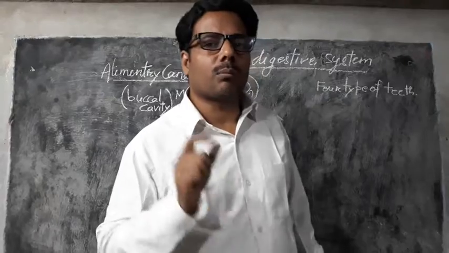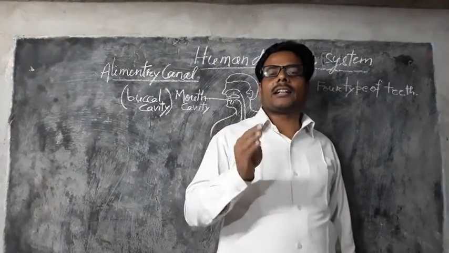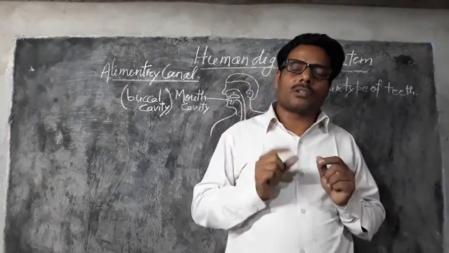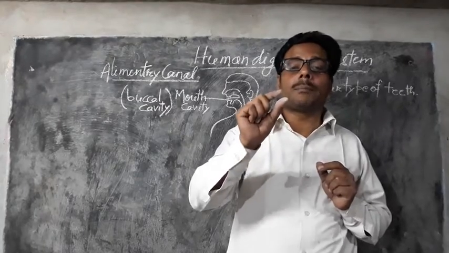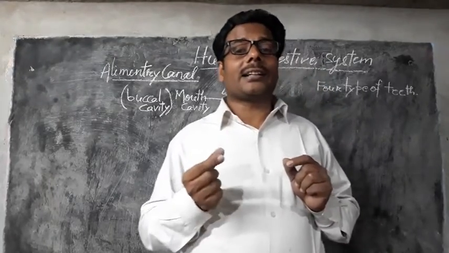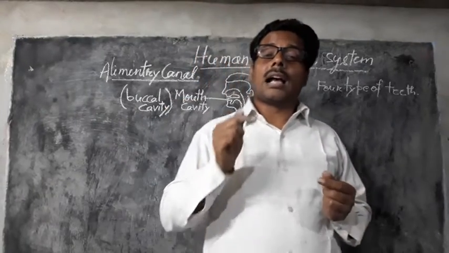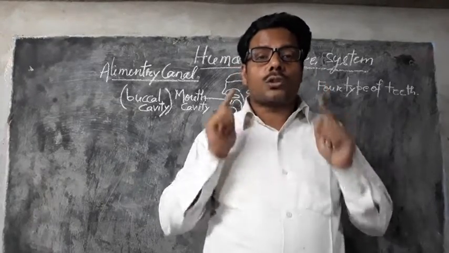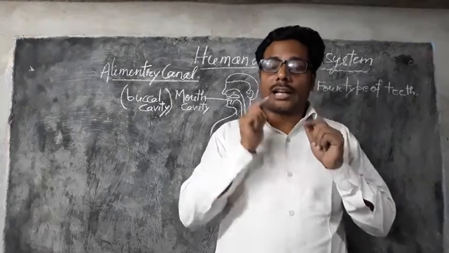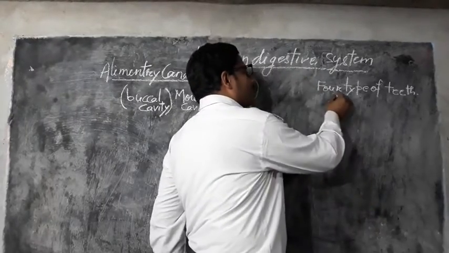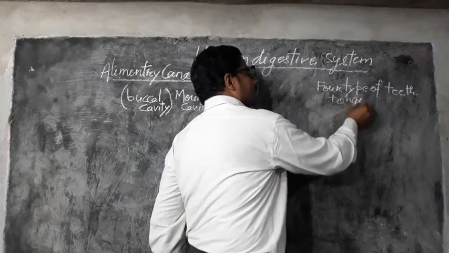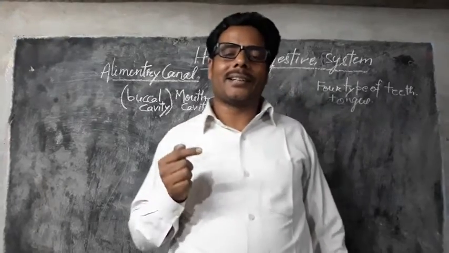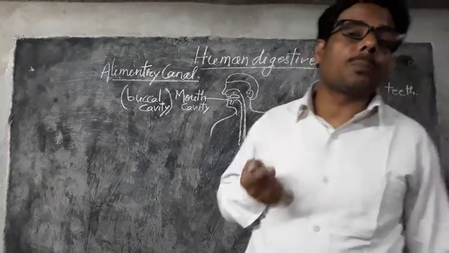Thereafter, in our mouth, there is a leaf-like structure having so many buds in it. This is a muscular organ, and the buds identify the taste of our food. Because of the presence of the buds, there are different zones present in the tongue. This is called the tongue. The tongue helps in mixing the food particles.